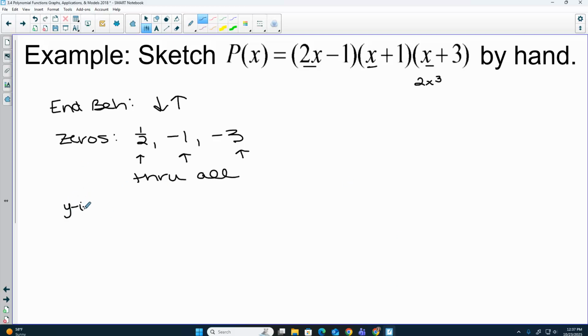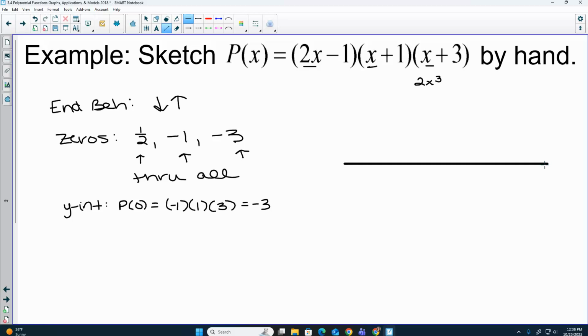Y-intercept. To find a y-intercept, we plug 0 in for x. So 2 times 0 minus 1 is negative 1. 0 plus 1 is 1. 0 plus 3 is 3. If I multiply all that, we get negative 3. That's all the information I need.